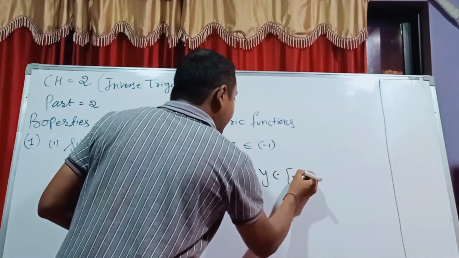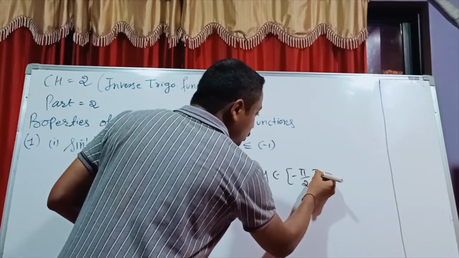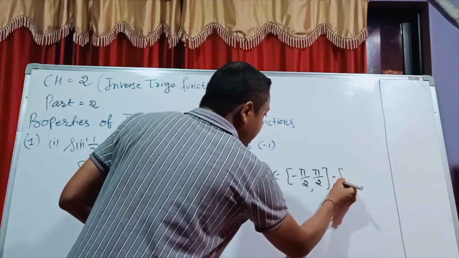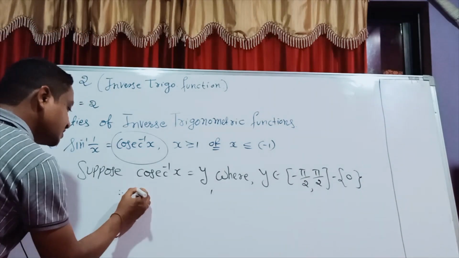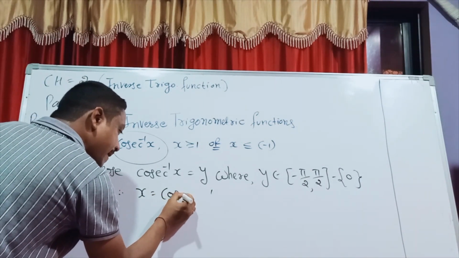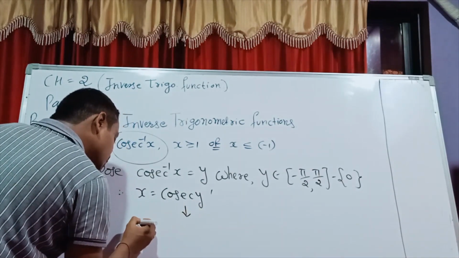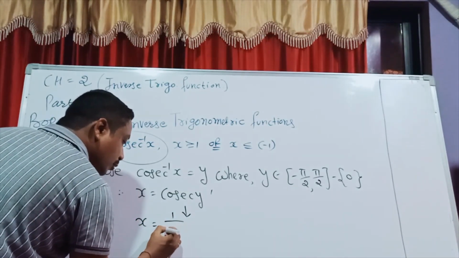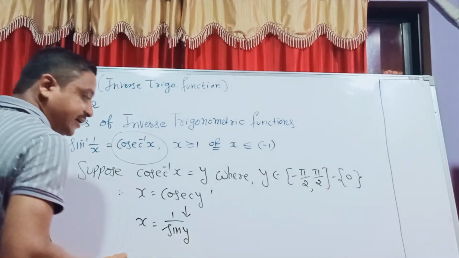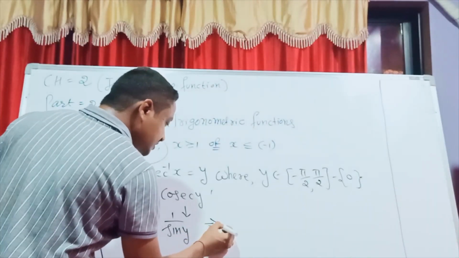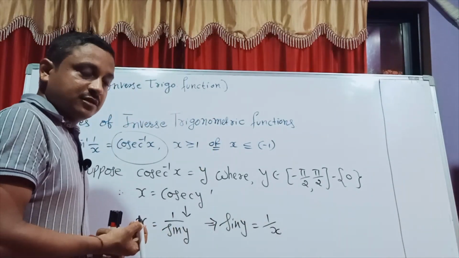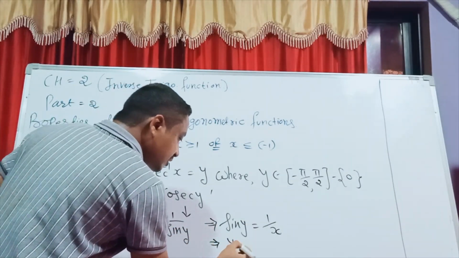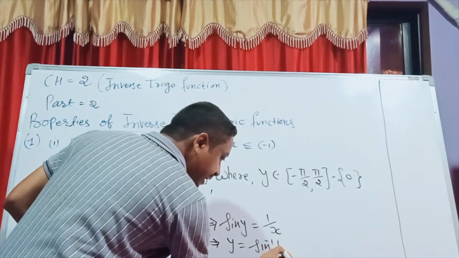What is the range of cosec inverse x? It is the closed interval minus pi by 2 to pi by 2, excluding 0. So x is equal to cosec y, and the reciprocal, as you know, is 1 upon sine y. So sine y is equal to 1 by x. It means y is equal to sine inverse 1 by x.